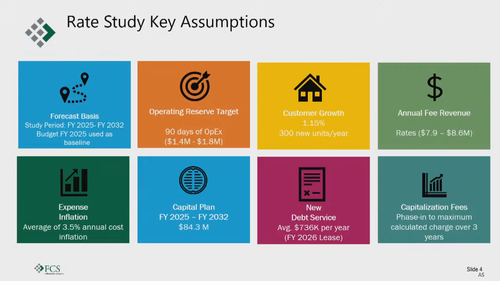The next piece here is our capital plan. So from 2025 to 2032, we've got about $84.3 million in identified capital projects that came from the recent comprehensive planning effort. In order to fund that, partially we'll be looking at a new debt service of about $736,000 annually. That'll provide about $5 million in proceeds and a 10-year payback term.